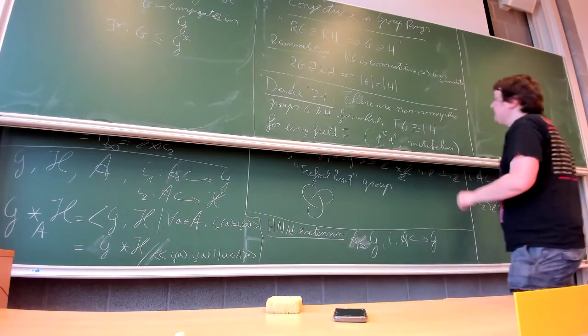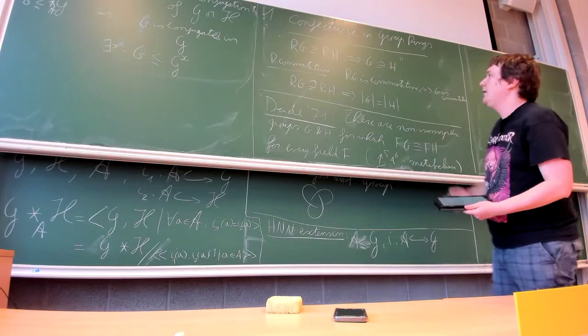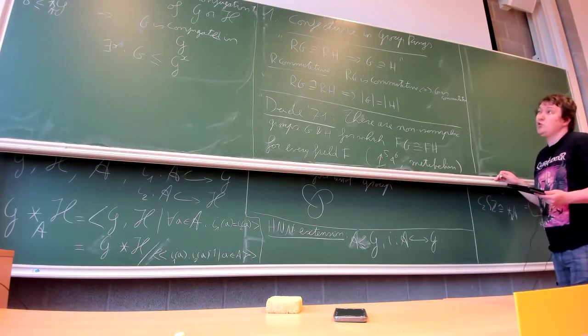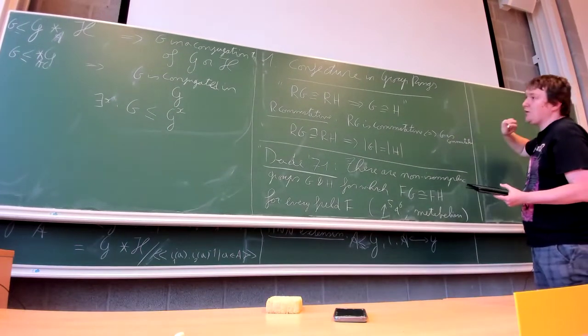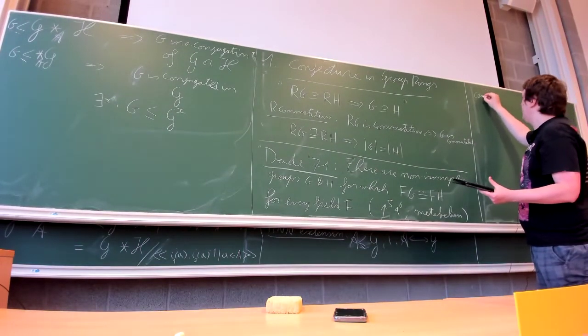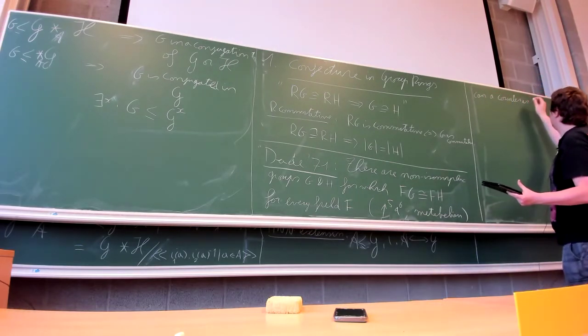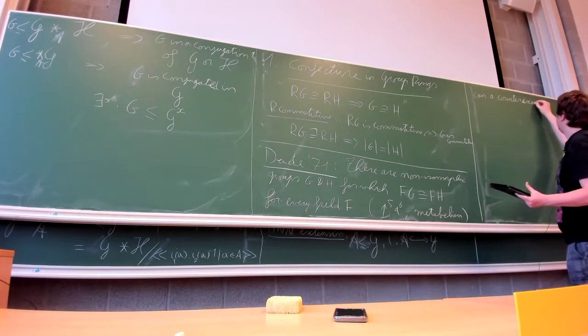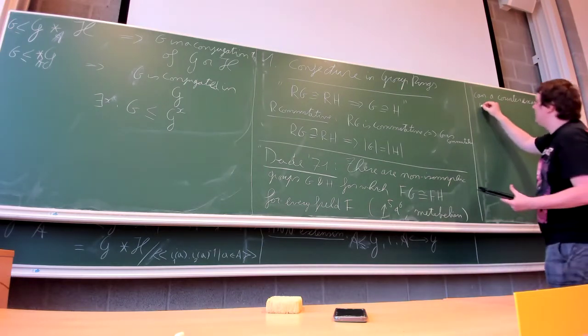From this point on, basically the research on this problem was reduced to two subproblems. First, the modular isomorphism problem. So basically, can a counterexample exist among p-groups?